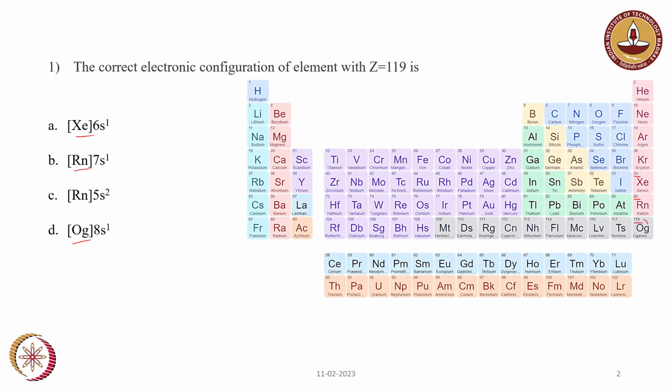So the element with atomic number 118 is closer to 119. So the electronic configuration will start with Og. Then from Og, which is 118, to become 119 we'll need one more electron. So it will be Og 8s1. So the answer is option D.